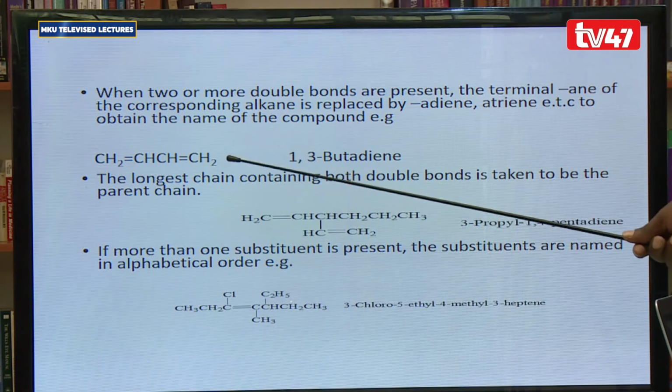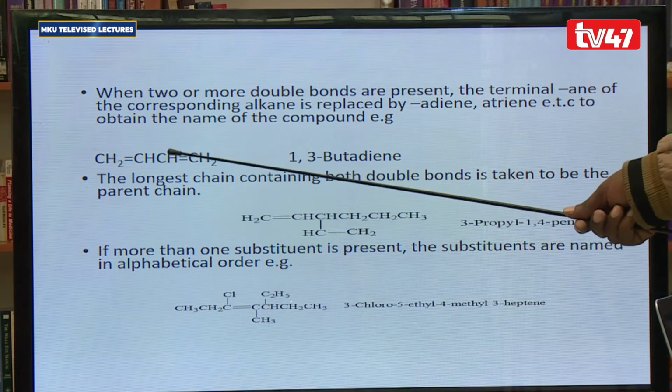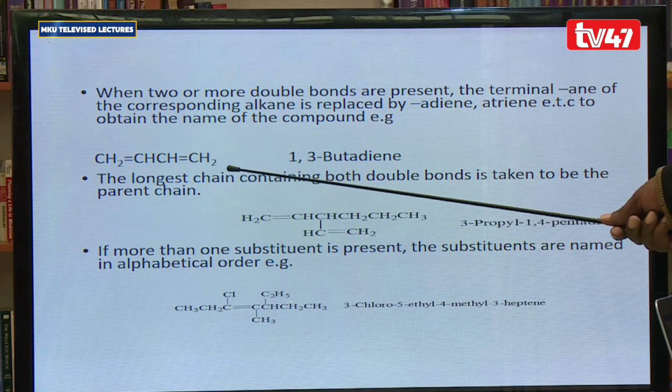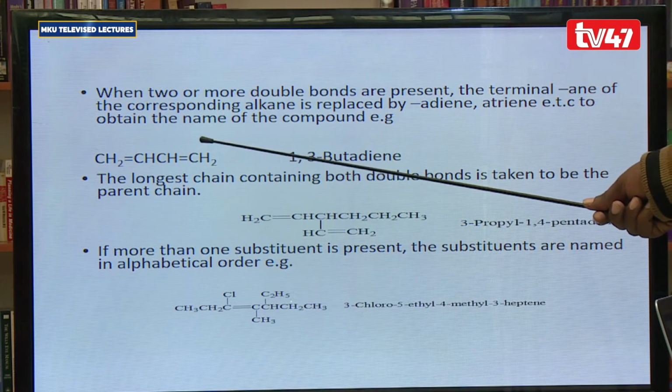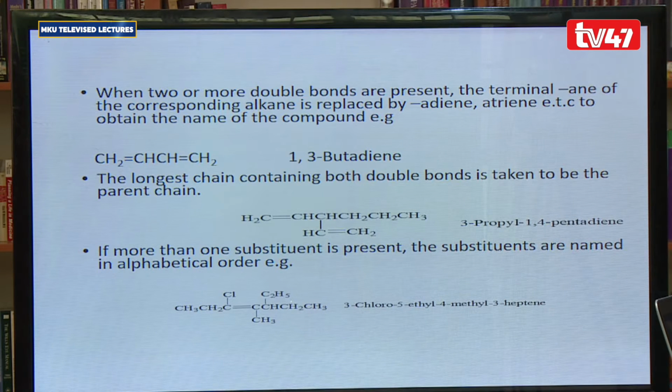For example, this one has 2 double bonds, in position 1 and in position 3, and it's a butene. So it is but-1,3-diene, or 1,3-butadiene.